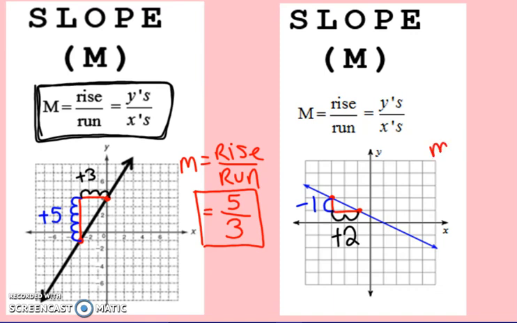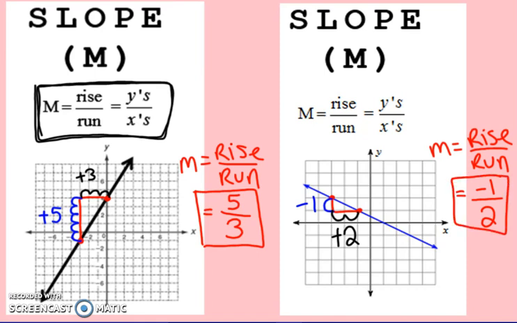For slope, again, m is equal to rise over run. In my y direction, I went -1. In my x direction, I went +2. Because I cannot reduce that fraction, it is in simplest form. It is our slope of the graph.